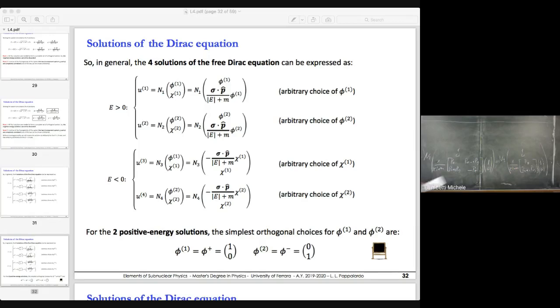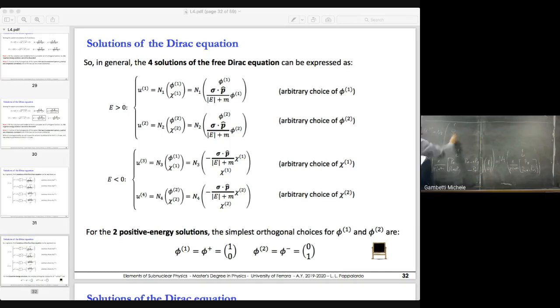No, this is already done, sorry. I have already multiplied by 1, 0, so this will not have anything more. That's it. And so we are done. Our solution then is U1 equal to N1, and so we have 1, 0.